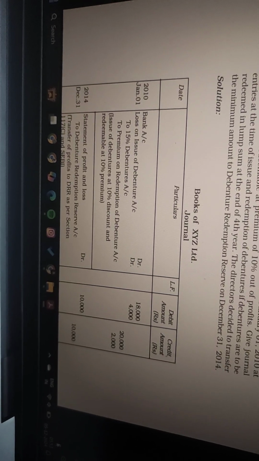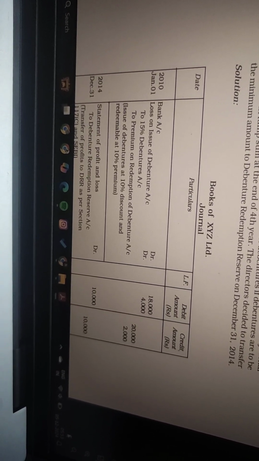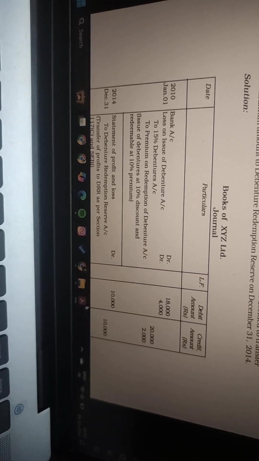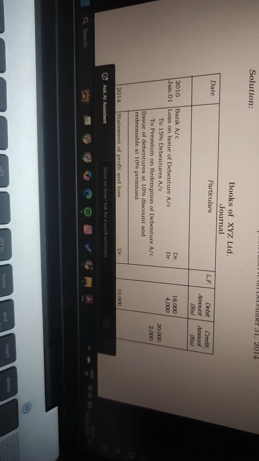Here the debentures are issued at a discount and they are redeemed at a premium. So there is a loss on issue of debentures. The full amount is not received on issue and an extra amount is paid on redemption. So the entry is: Bank account debit, Loss on issue of debentures account debit, to 15% debentures account, to premium on redemption of debentures account. The 15% is the interest rate on debentures.